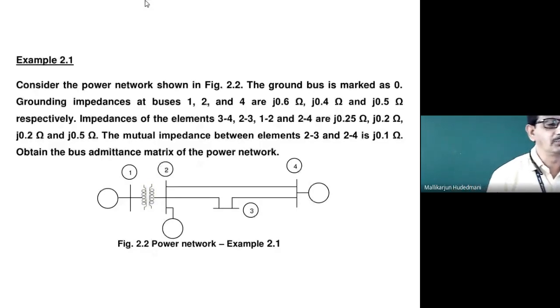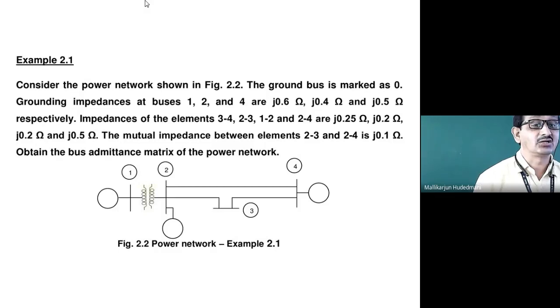But here, this problem poses a difficulty. It is not that all the elements are plain enough. They may have mutual coupling between any of the elements. In that context, this problem gives you an insight. There is an element, bus number 2 to 3, having some impedance. There is an element 2 to 4, having some impedance, with coupling between them among themselves by j.1 ohm. And obtain the Y bus of this system using ground as a reference.